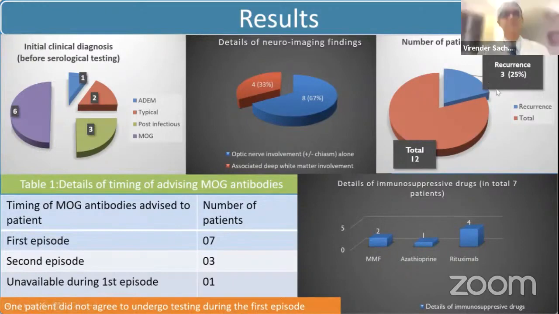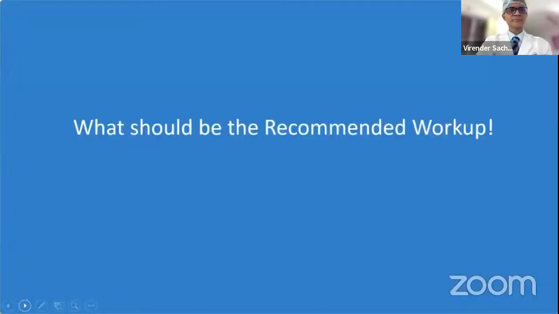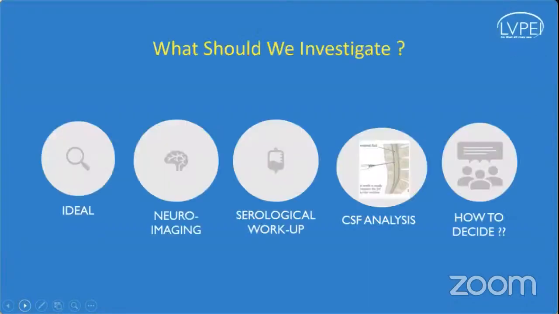And in our series, we observed that recurrences were observed in only 1/4 of the patients. So given this understanding, we should definitely proceed to establish the diagnosis. What should be the ideal workup? The ideal workup will include neuroimaging, serology, as well as CSF analysis to establish the final diagnosis.